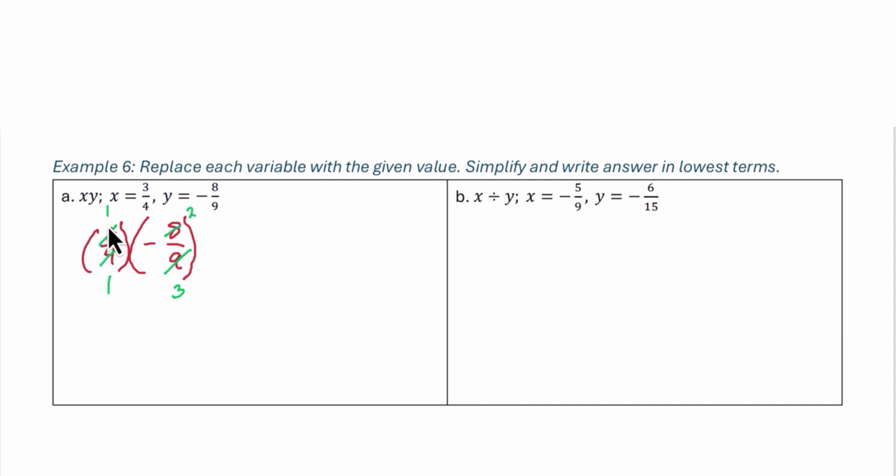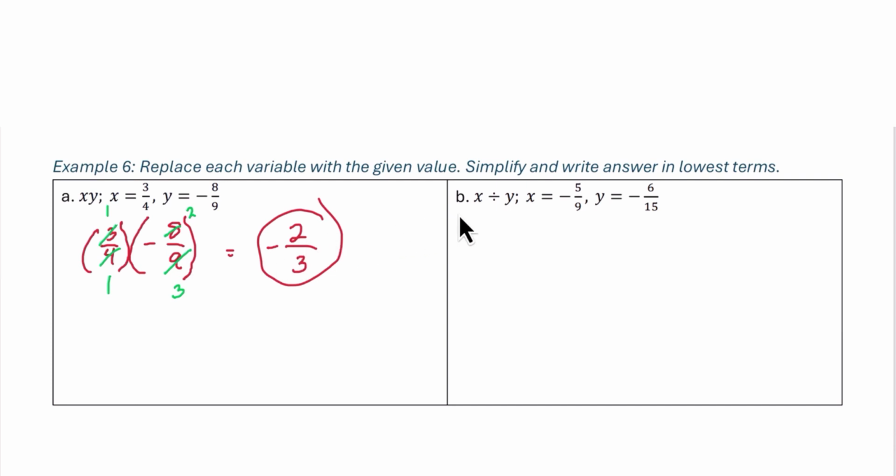Now multiply. 1 times 2 is 2. 1 times 3 is 3. And positive times a negative is a negative. So we end up with negative 2/3.